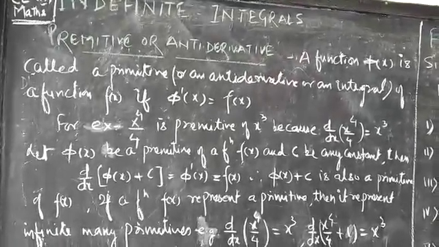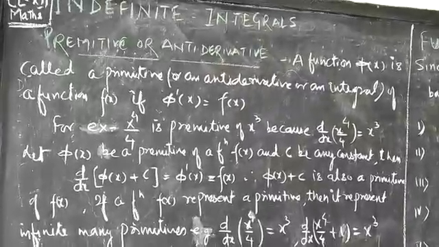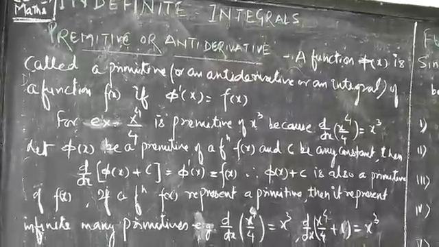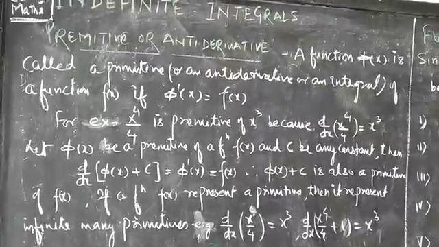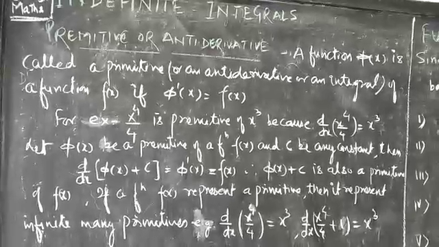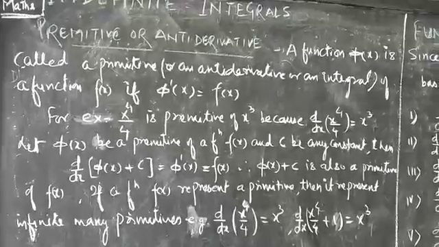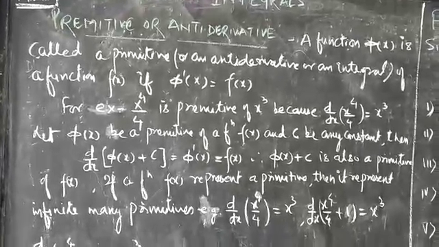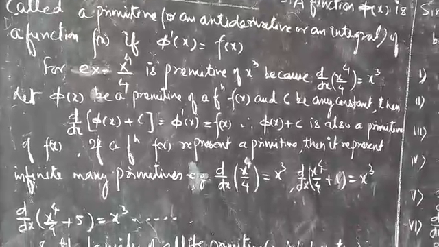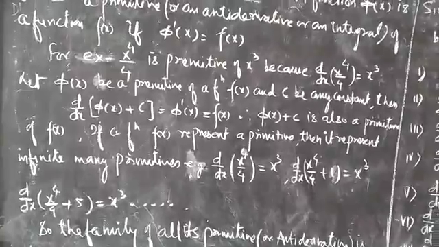Let phi x be a primitive of a function f x and c be any constant, then you also differentiate d upon dx of phi x plus c. The value will come phi dash x, which is equal to f x. So phi x plus c is also a primitive of f x. If a function f x has a primitive, then it has infinitely many primitives.